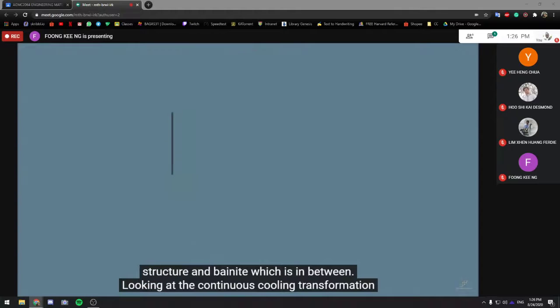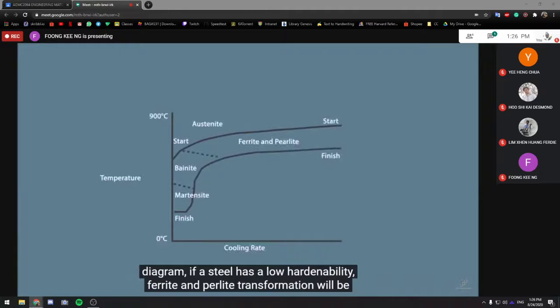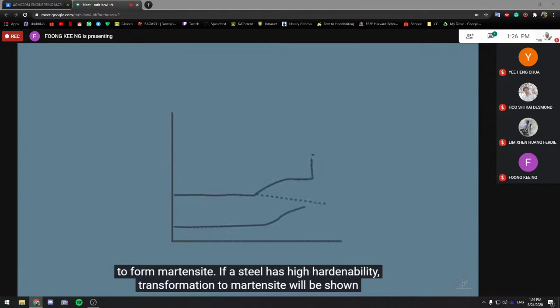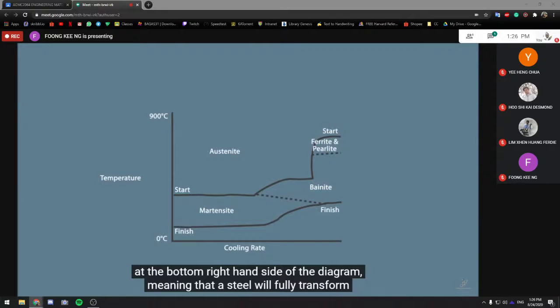Looking at the continuous cooling transformation diagram, if a steel has a low hardenability, ferrite and pearlite transformation will be shown in the upper left-hand side of the diagram, meaning it will be difficult or even impossible to form martensite. If a steel has high hardenability, transformation to martensite will be shown at the bottom right-hand side of the diagram, meaning that a steel will fully transform to martensite over a large range of thicknesses.